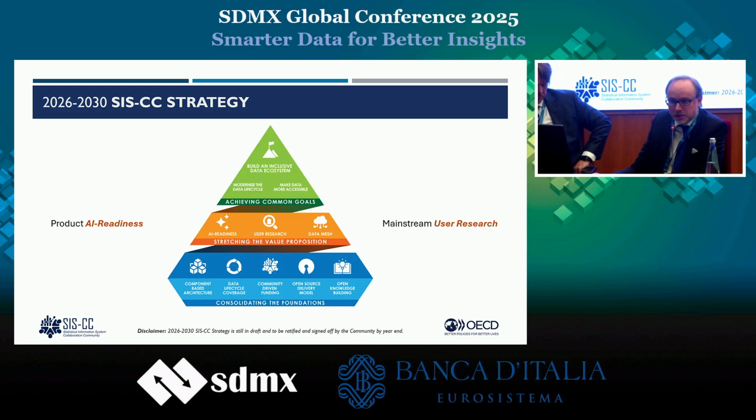We're coming to the end of one cycle, and we're moving to the next cycle in our community's evolution. As we move forward into our new cycle, this pyramid in large parts remains the same. We're still working towards these common goals of building an inclusive data ecosystem, modernizing the life cycle, and making data more accessible. We heard a lot about making data more accessible, and especially through AI, which is going to be very important as we move forward.